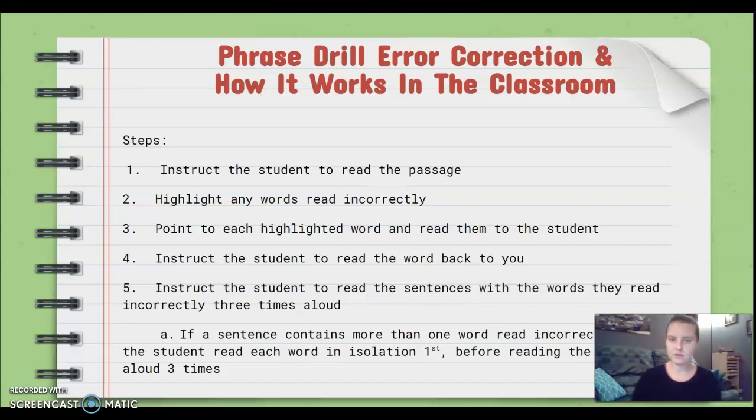But then the part that is a little different with phrase drill is then you tell the student to read the sentences with the words they read incorrectly. And they recommend at least 3 times aloud. So if the student got the word water wrong, they would read the whole sentence that had the word water in it to ensure that they are really getting that change in there. And there's a little note down here that mentions that if the sentence contains more than one word read incorrectly, have the student read each word in isolation first. So if they got water and cup wrong in the same sentence, you would have them read those errors first, and then you would have them read the whole sentence 3 times for practice.